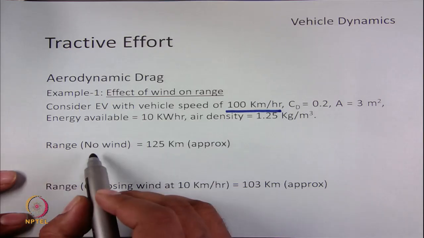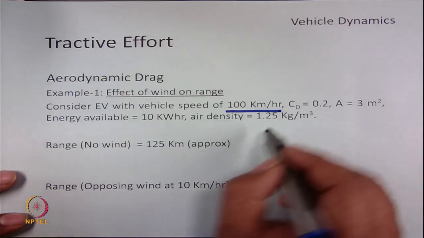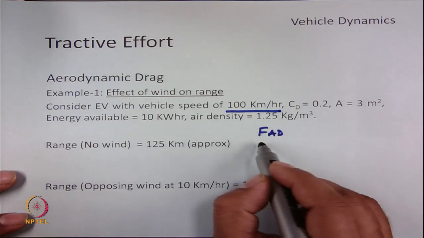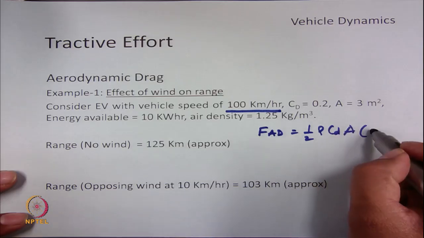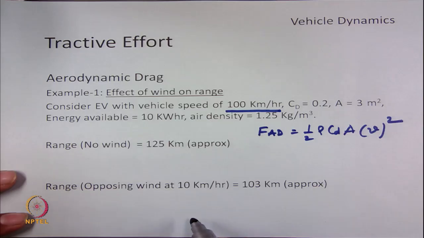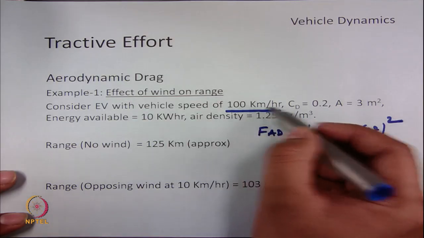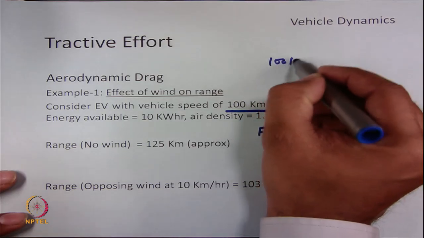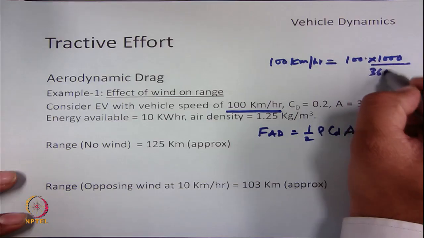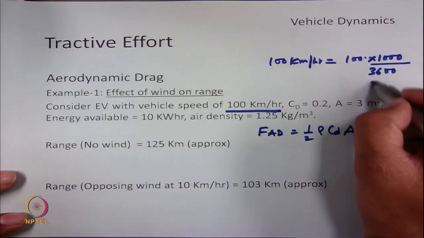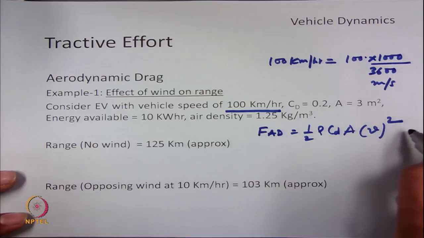When there is no wind, the range can be calculated as 125 kilometer. How do we calculate this? We have to calculate the aerodynamic force first, with known parameters. Velocity we have to take in meter per second. This is given as 100 kilometer per hour, so 100 kilometer per hour will be equal to 100 into 1000 by 3600 meter per second. The rest of the parameters are in SI units anyway. So, it will give the force in newtons.